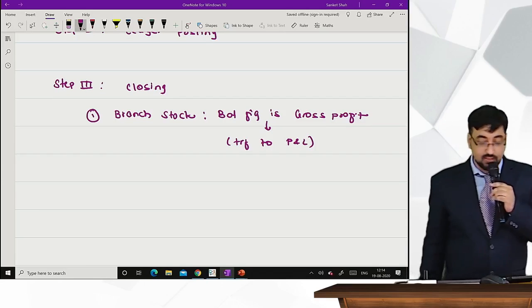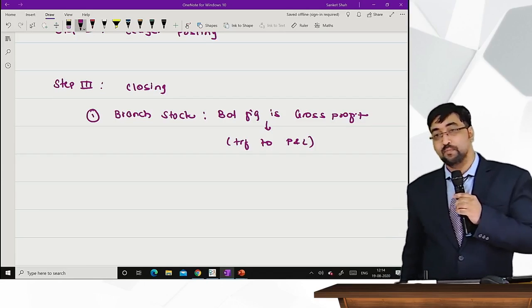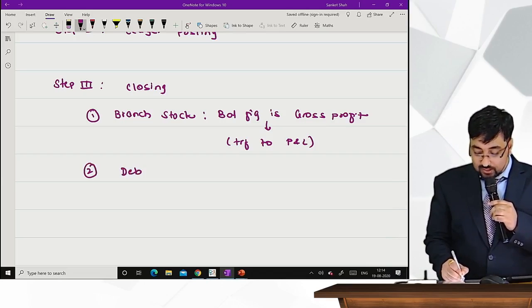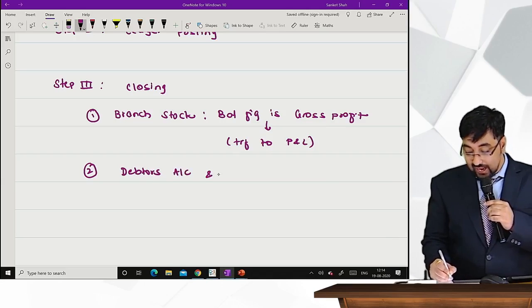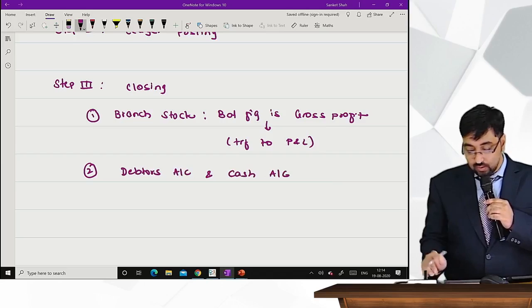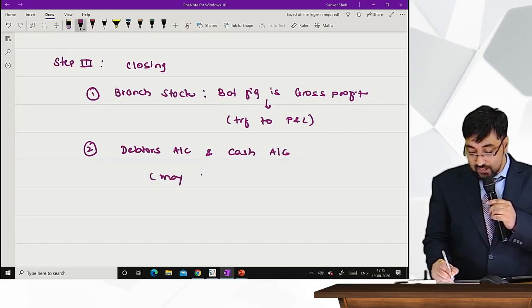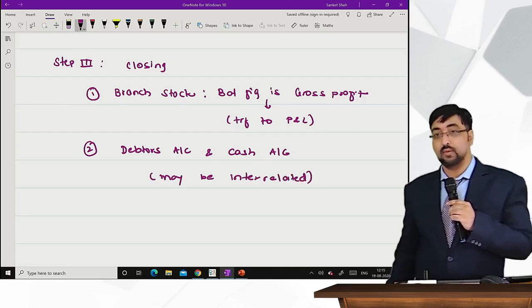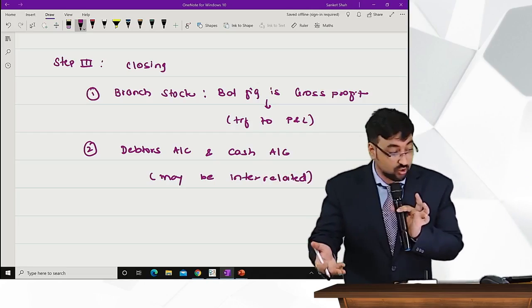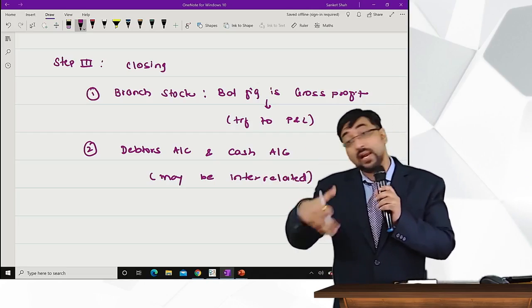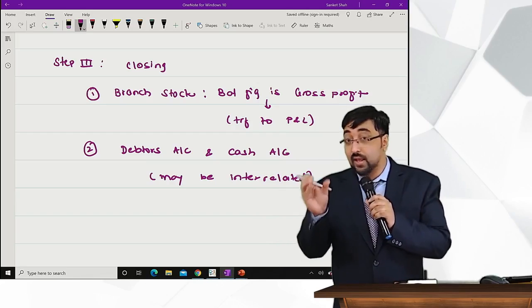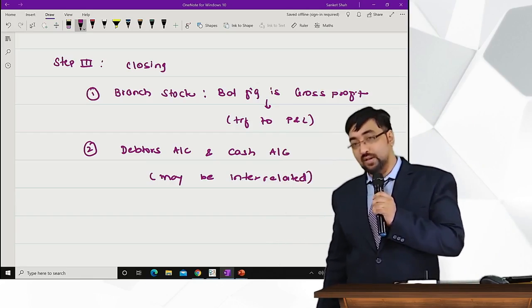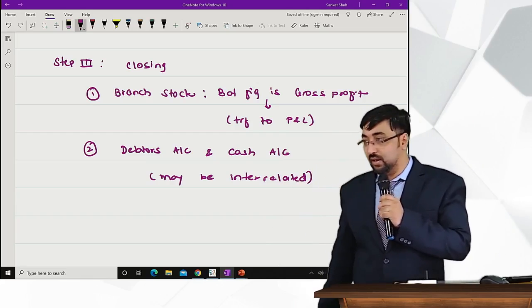So where to transfer this? Branch P&L. Second one, debtors account and cash account may be interrelated. I am not telling this is always. May be interrelated. Why? Because in this question, branch cash is daily sent to head office, and therefore we can find out the balance of collection from debtors. So they are interrelated accounts.